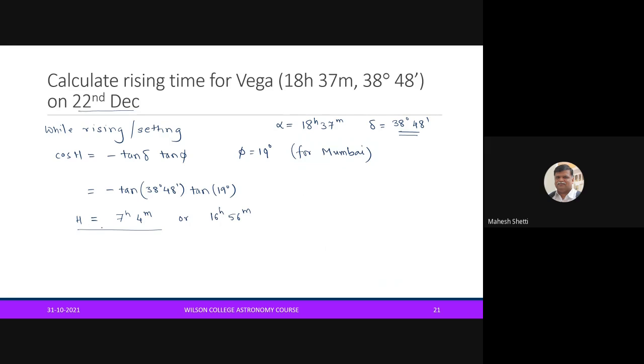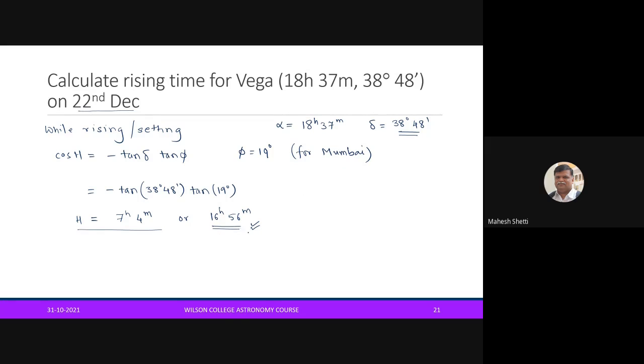I have subtracted 24 hours minus 7 hours 4 minutes. So 24 hours minus 7 hours is how much? 17 hours, and 17 hours minus 4 minutes is 16 hours 56 minutes. So this is the correct answer. The hour angle of rising is 16 hours 56 minutes.